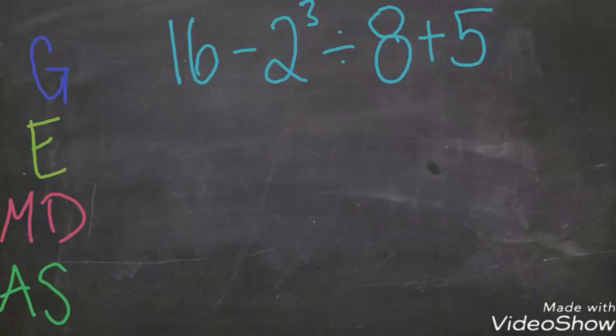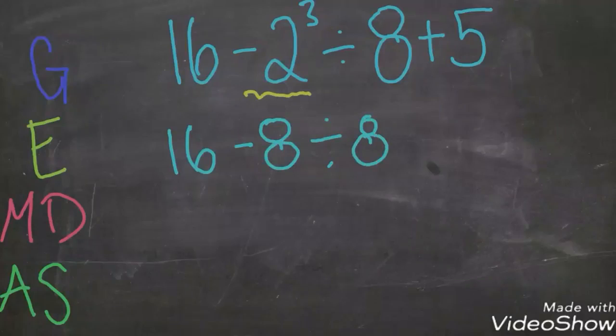So we're going to go ahead and look, and first I see that there's no grouping, there's no parentheses, so we're going to go to the next part. I do see some exponents. So you see right there in the middle, we have 2 to the power of 3. Remember that 2 to the power of 3 means 2 times 2 times 2, which we can simplify to 8. So we get 16 minus 8 divided by 8, then plus 5 at the end.